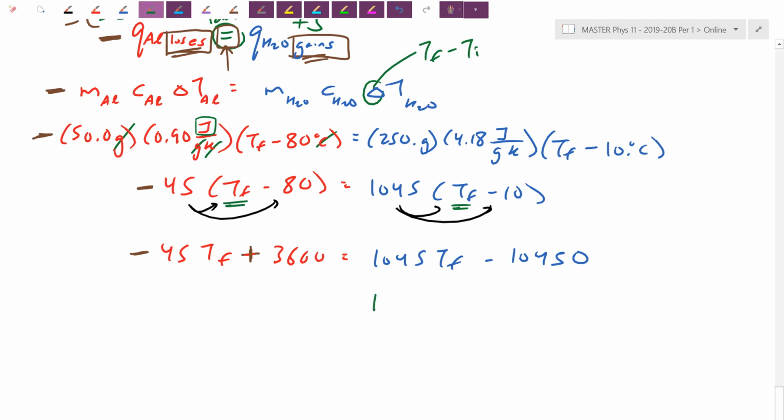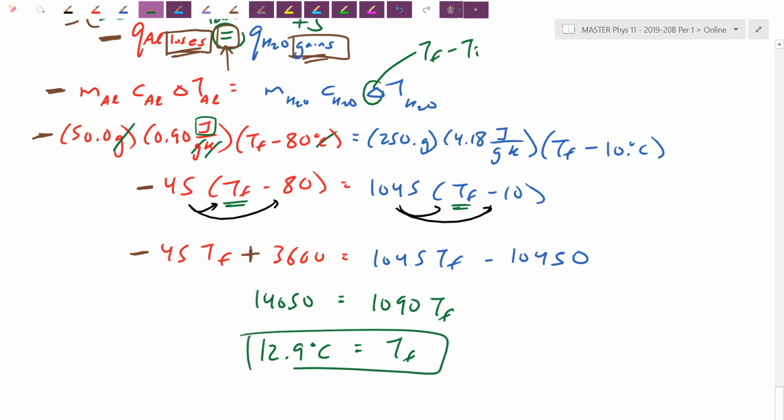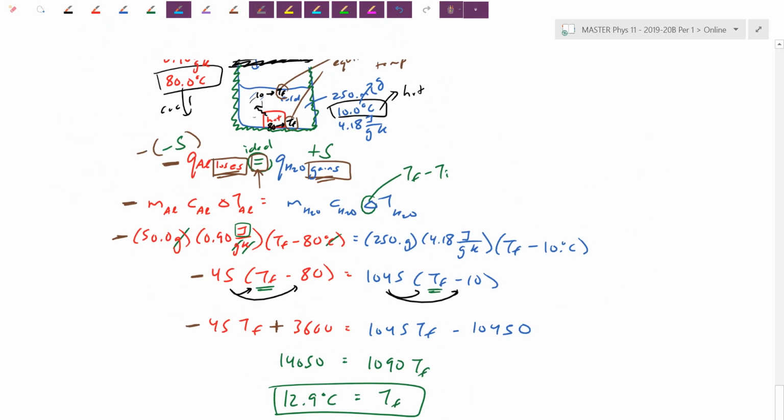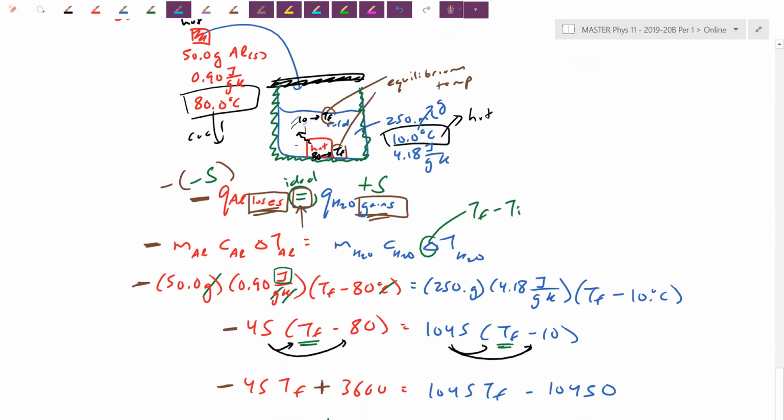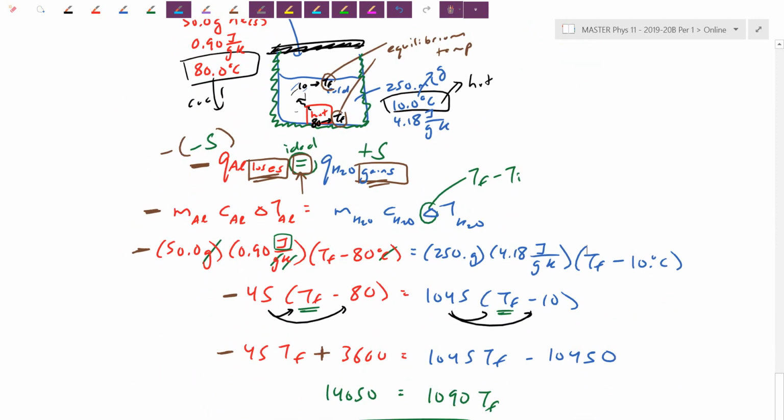Let's add the 45 over. You can copy this last part. 1090 TF. I'm going to add the 1045 again. 10450 plus 3600. This gives you 14050, and it leaves you with a TF of 12.9 degrees, give or take 13 degrees or so, right? 2 or 3 degrees. And at least we breathe a sigh of relief here. We are getting something between 10 and 80, which is what we expected.